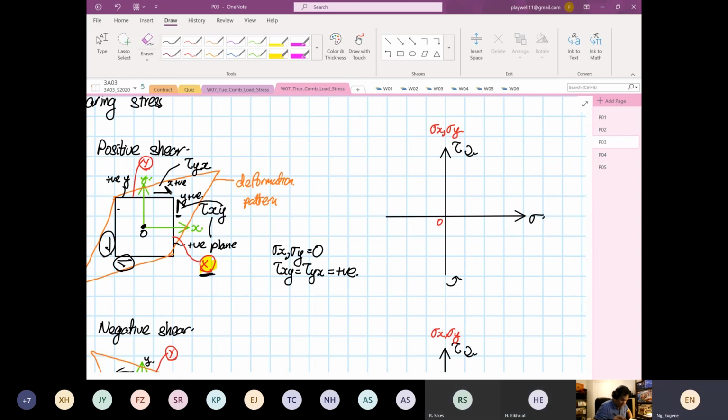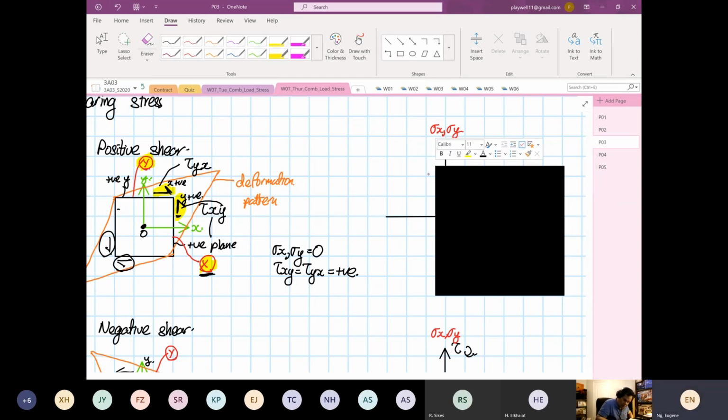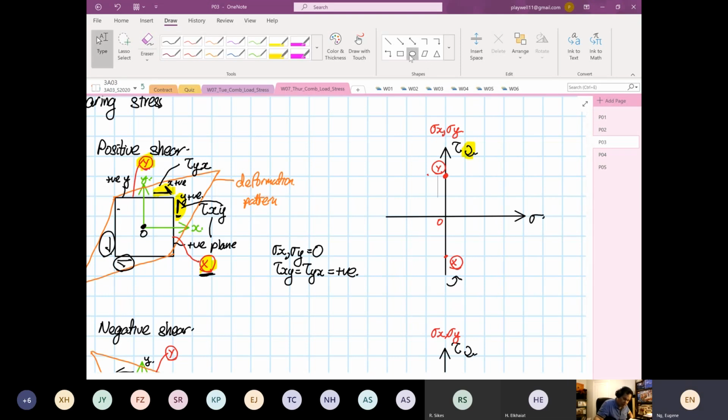Clockwise? Will it rotate, based on this arrow over here, clockwise or anti-clockwise? Anti-clockwise. Thank you. So anti-clockwise, this is where your point X is. And then on the Y, this is going to induce a clockwise rotation. So clockwise rotation is here. So this is your Y. Okay, this is your Y, and then you construct your Mohr circle.